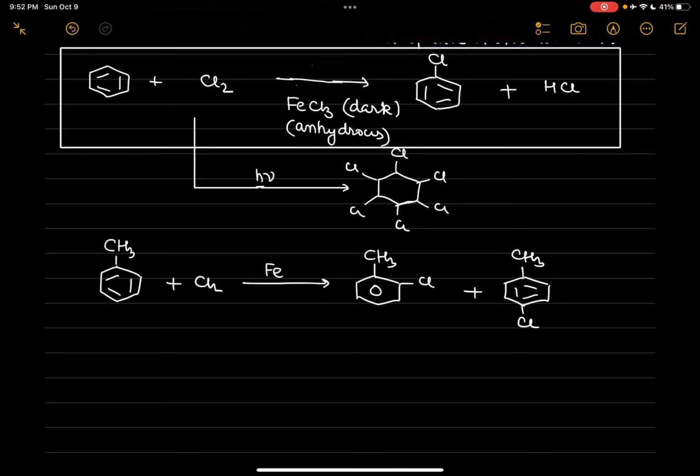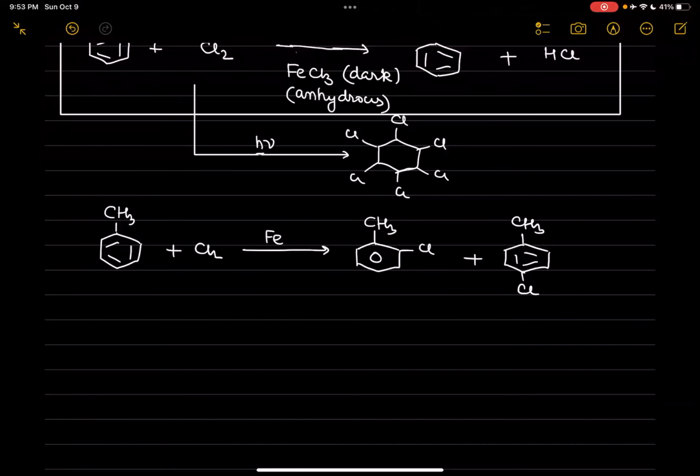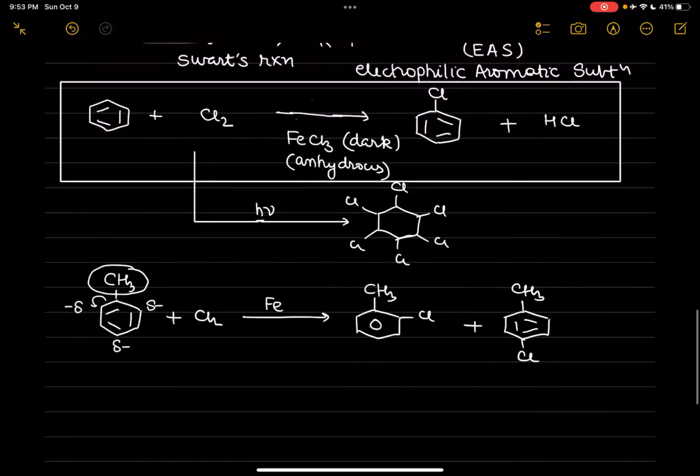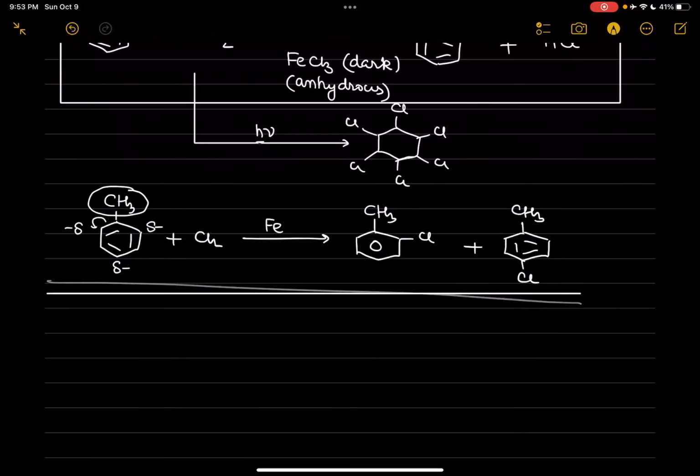So what makes it ortho para? The negative charge at the ortho and para positions. Actually, the effects exerted by the electron donating group, you can write it like this. So this is electrophilic aromatic substitution, not nucleophilic. We will keep coming back to this reaction in different chapters.